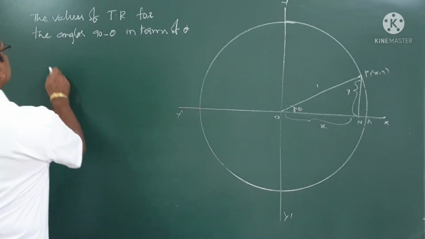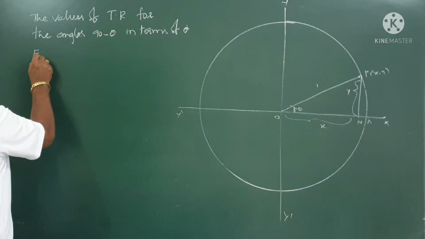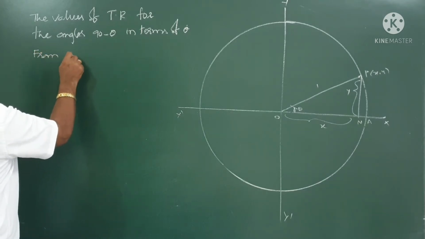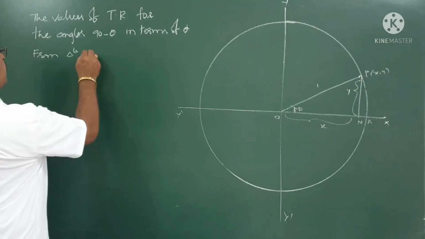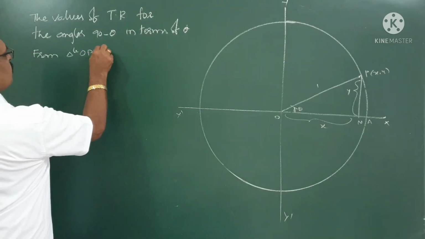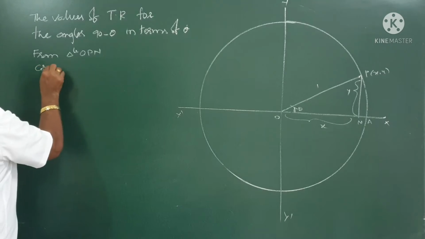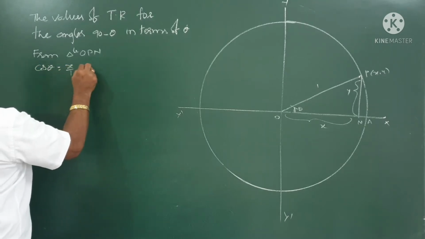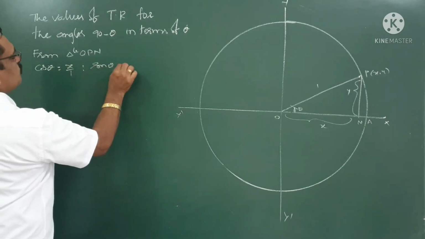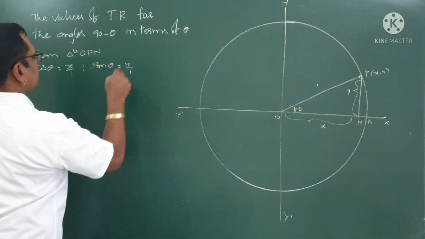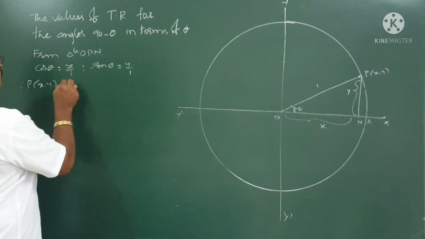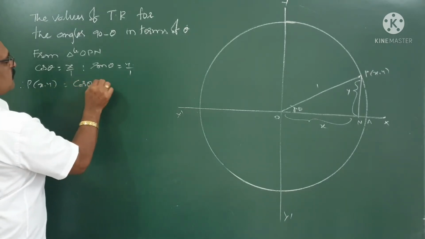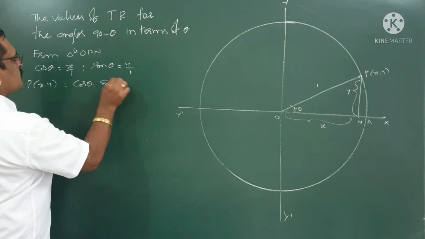So, from triangle OPN, we have cos theta is equal to x by 1, sin theta is equal to y by 1. Therefore, the coordinates of P, x comma y, is equal to cos theta comma sin theta.